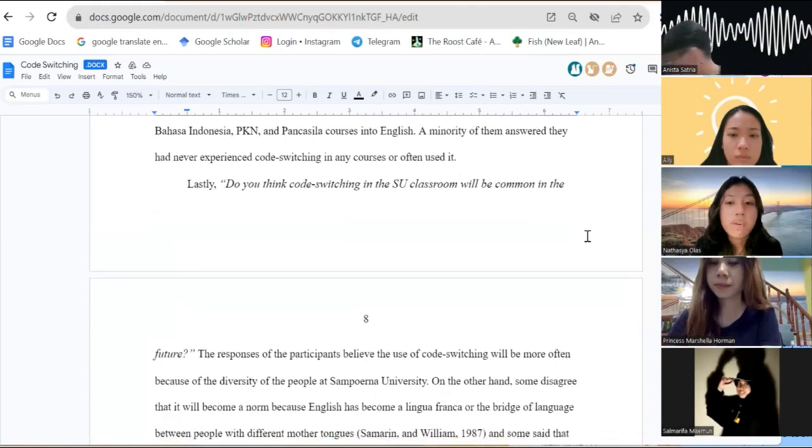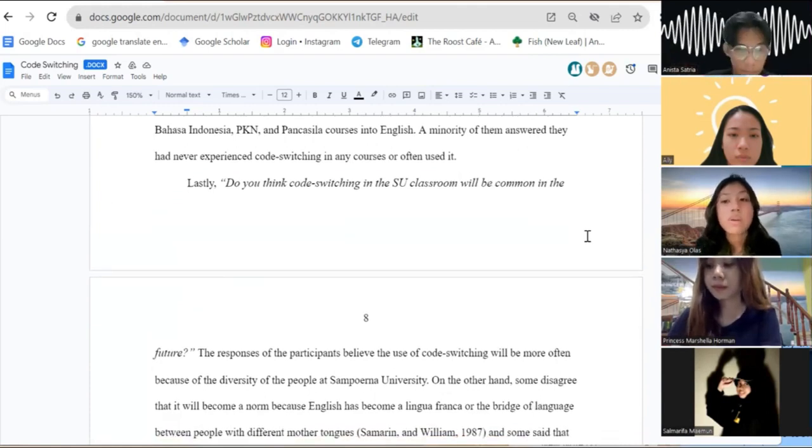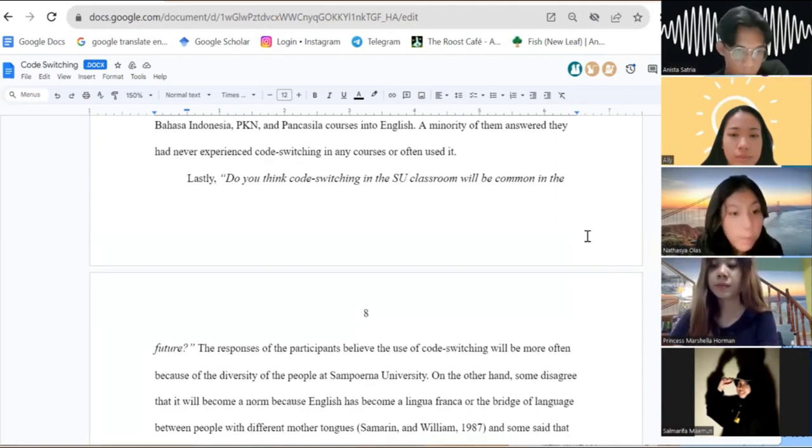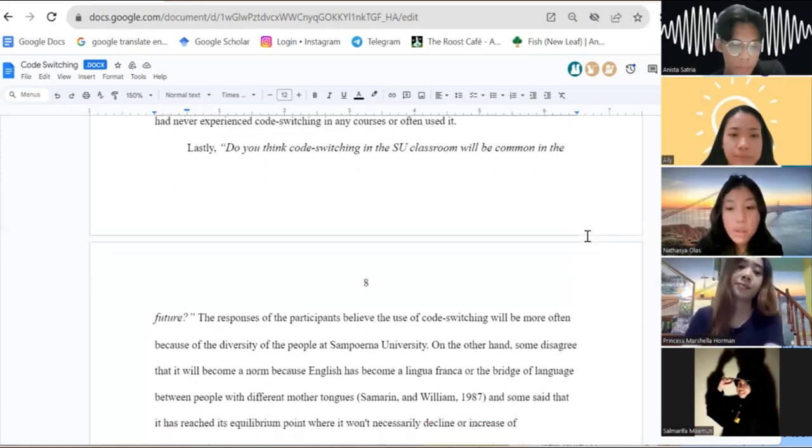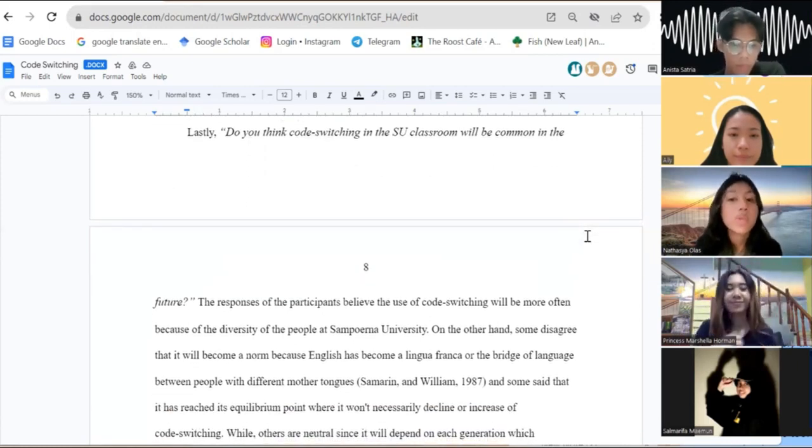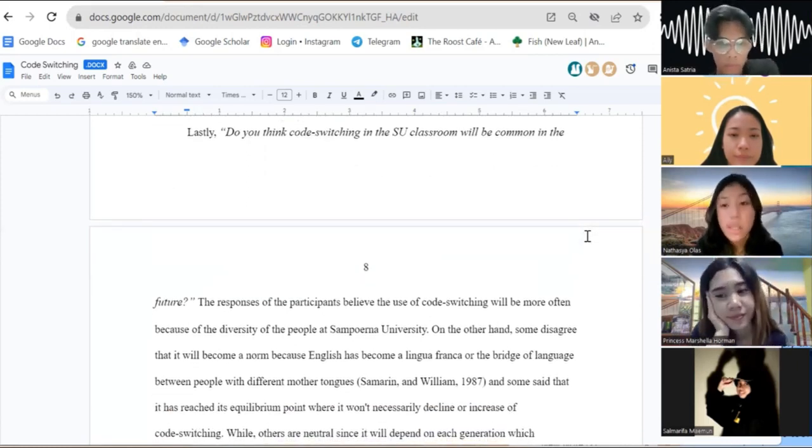And a few of them mentioned that they either never encountered code switching in any course or didn't use it frequently. Thus, from the majority answer, it can be said that code switching is usually applied in classroom interaction. And the last question we asked is: do you think code switching in the SU classroom will be common in the future?